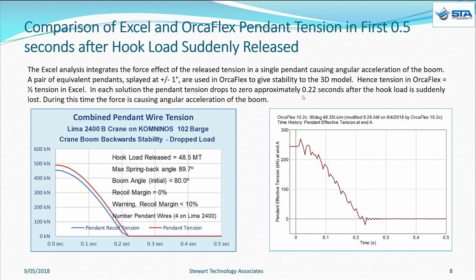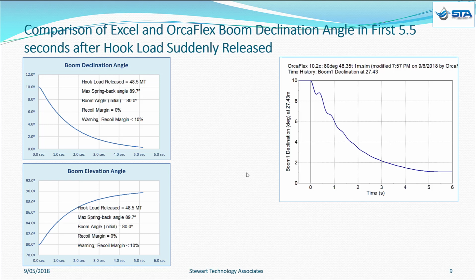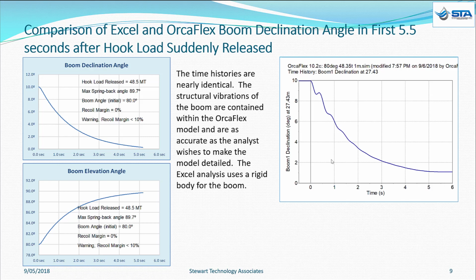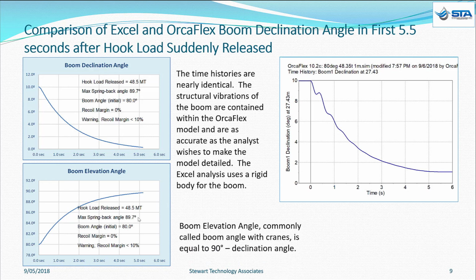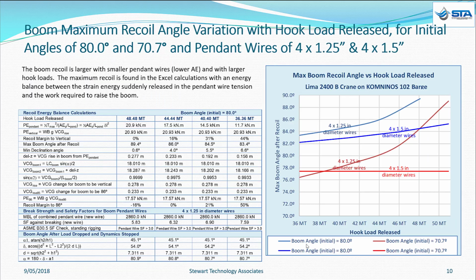During this time the boom is being accelerated, an angular acceleration caused by the sudden release of tension in the pendant. We can compare how the time history of the boom declination angle compares with the boom declination angle in Orcaflex. The time histories are nearly identical, and remember that the boom elevation angle we commonly talk about with cranes is 90 minus the declination angle.